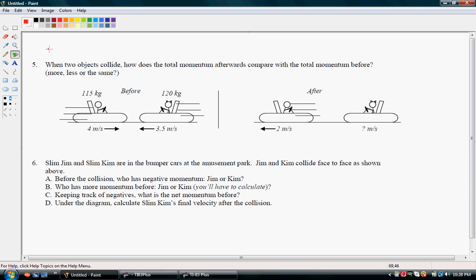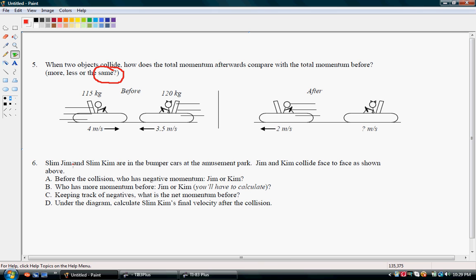Alright, number 5 asks, when two objects collide, how does the total momentum afterwards compare with the total momentum before? Well, we have three different types of collisions: elastic, inelastic, and perfectly inelastic. And in all three of these types of collisions, our momentum is conserved. So the total amount of momentum we have before is equal to the total momentum we have afterwards. So how does the total compare? They are the same. Okay.